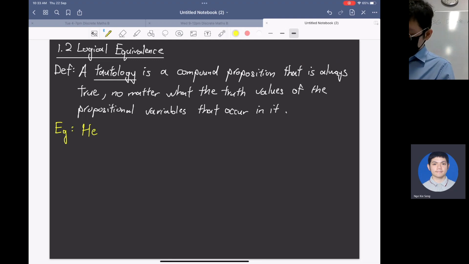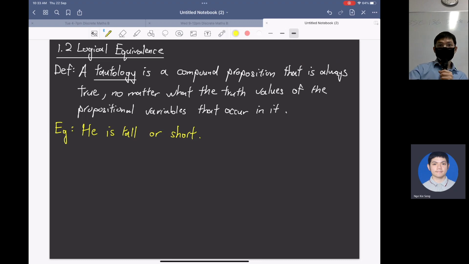it is tall or short. So a person is either tall or short. If it's not tall, then it must be short. If it's not short, it must be tall. So no matter what, this sentence must be true. So we call this kind of proposition a tautology.